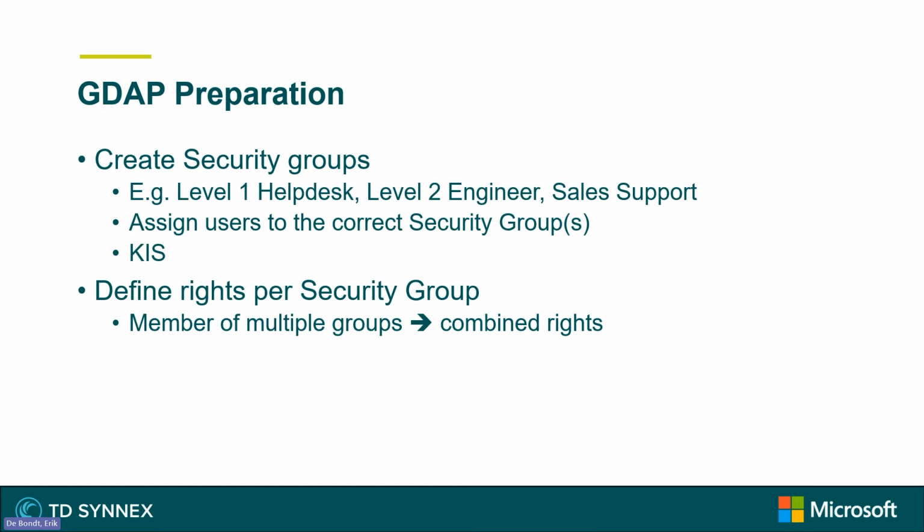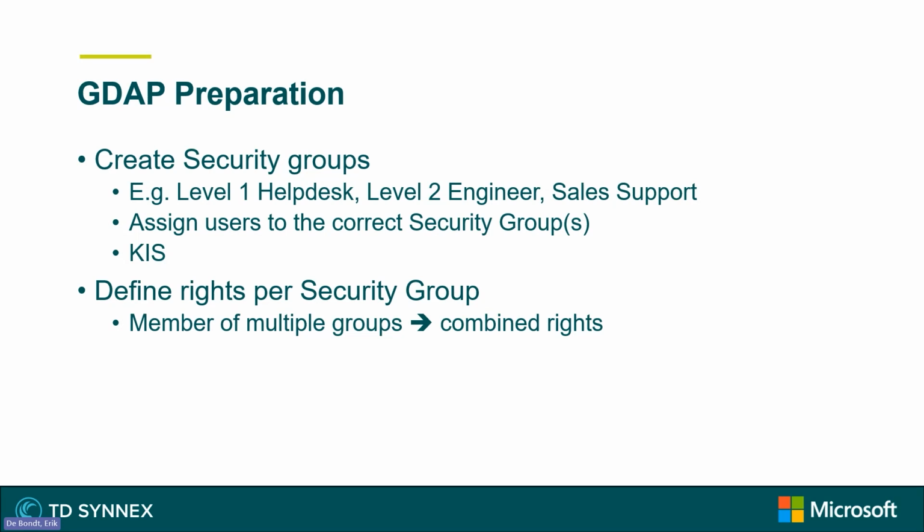How do you prepare? Well, on your tenant, so on your home environment, create security groups. For instance, level 1 help desk, level 2, sales support, whatever you want to have as a group. Assign users to the correct security groups. So if you have a junior, put them in level 1. If you're a senior, put them in level 2. If someone is more in the sales role, put them in sales support. So create the groups the way you want to do it.